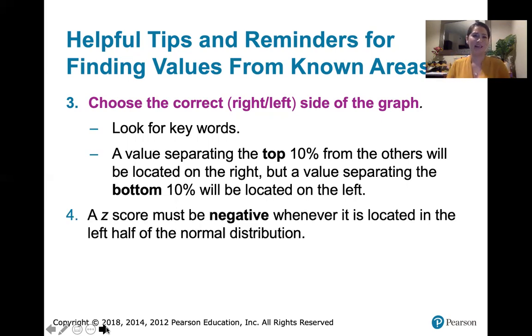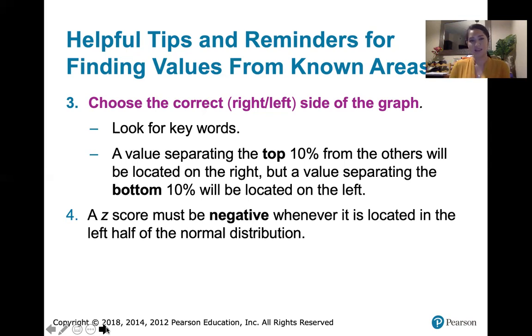Consistent with that is that a z-score must be negative whenever it's located on the left half of the normal distribution. So if you know you're talking about something like the bottom 10%, well, since it's less than 50%, any z-score over there will have to be a negative z-score, because any z-score to the left of the middle, the left of that mean of 0, must be negative, and any z-score to the right of that mean of 0 has to be positive. So remember, z-scores are numbers of standard deviations above or below the mean.